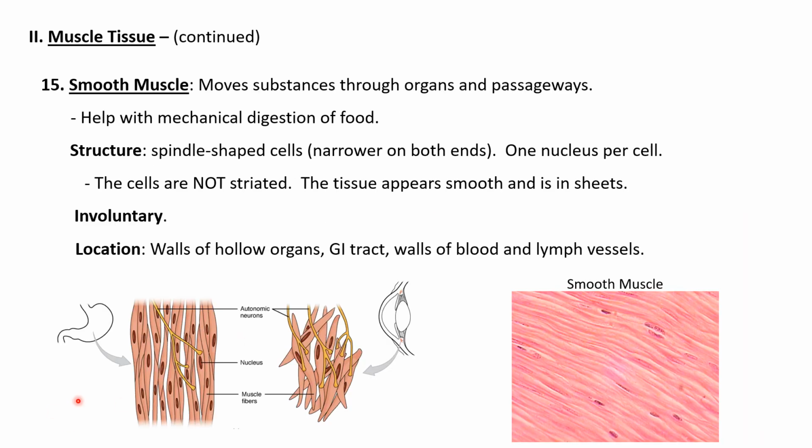I believe this is our last tissue. Smooth muscle. It's called smooth muscle because the cells are smooth. There's no striations, no stripes, so it looks smooth. Smooth muscle moves substances through organs and passageways. So it's in the walls of the stomach and the walls of the small and large intestines. Smooth muscle helps with mechanical digestion of food.